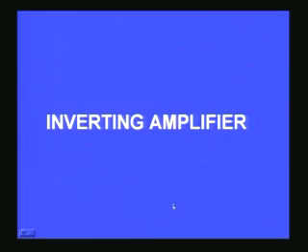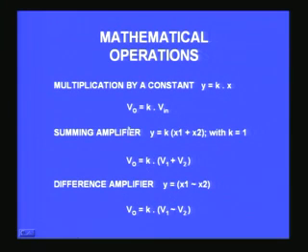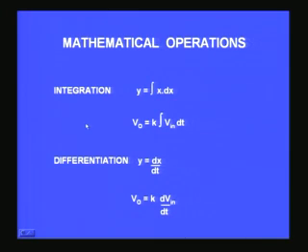So you can see we have 5 different types of mathematical operations to start with, which we will be discussing here. One is the multiplication by a constant where V output is k times V in. Second is the summing amplifier where V output is proportional to V1 plus V2, the sum of the two inputs, and the difference amplifier where the V output is proportional to the difference in the two inputs. Then you have an integration circuit where the output voltage is the time integral of the input, and a differentiation circuit where the output voltage is the differential of the input voltage V in. These are the 5 different circuits.